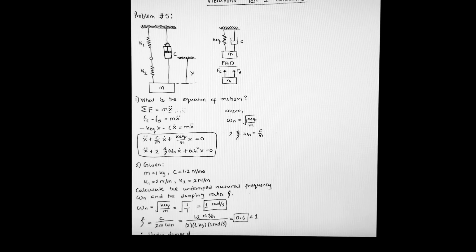So where omega n is a typical general equation in terms of m, we have this equation right here where 2 times the damping ratio times omega n equals C over m. Then we plug that in for this equation over here, and that's how we get the equation of motion.